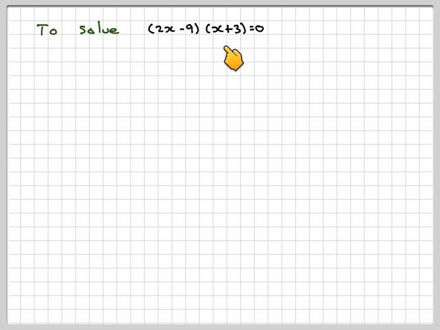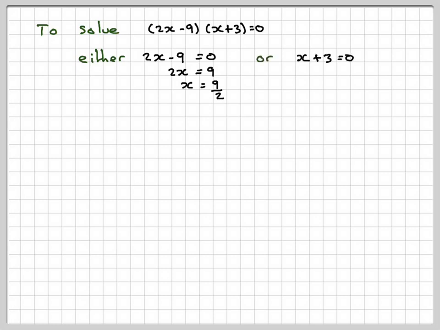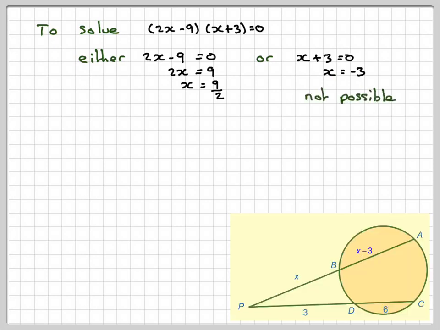To solve this, we say either 2x minus 9 is equal to 0, which gives that 2x is equal to 9, and then x is equal to 9 over 2, or 4.5, or x plus 3 is equal to 0, x is equal to minus 3. Now in the context of the problem, we can't have a negative x because it represents a length, so we state that this one is not possible. The answer is 9 over 2 or 4.5.